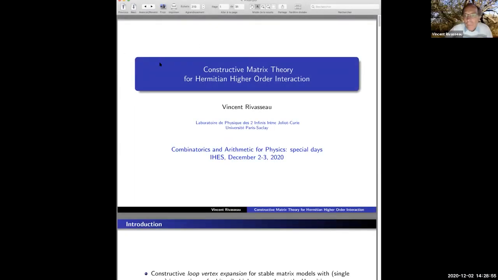Constructive matrix theory for Hermitian higher order interaction.